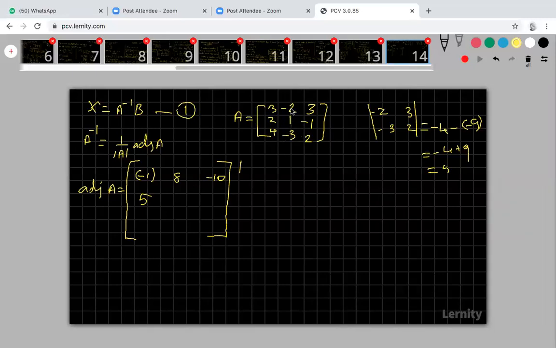How to find out the minor of this element? Leave this column, leave this row. The remaining 4 elements: this is 3 twos are 6, this is minus 12. So plus 6 minus 12 means minus 6. Come to this element, leave this column, leave this row. This is minus 9, and 4 into minus 2 is minus 8, but again we have one more minus, therefore plus 8. So minus 9 plus 8, the answer is minus 1. Now come to this element, leave this column, leave this row. This is 2 minus 3, that is minus 1.